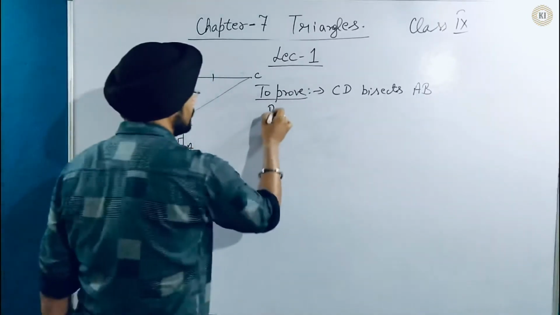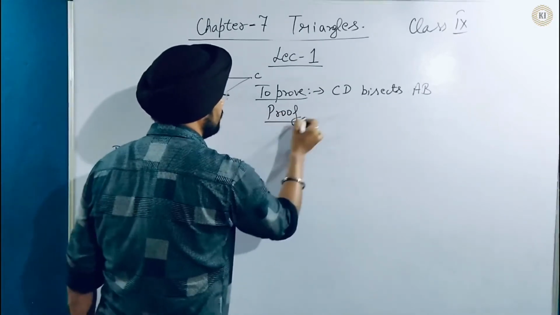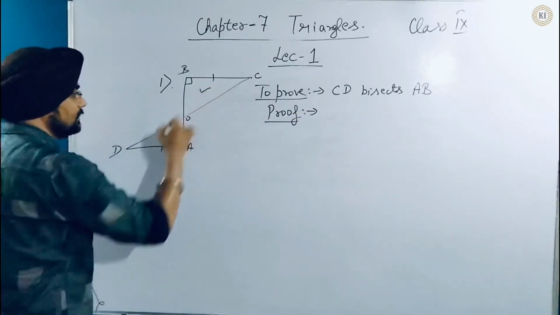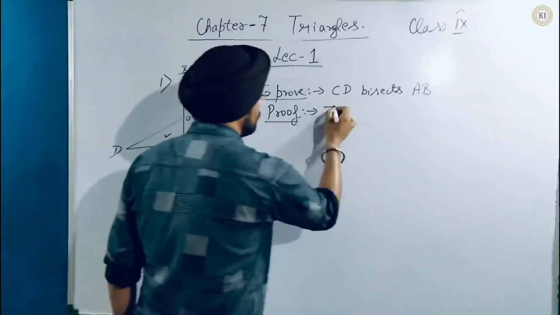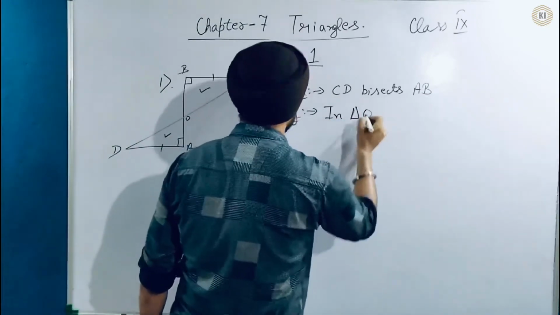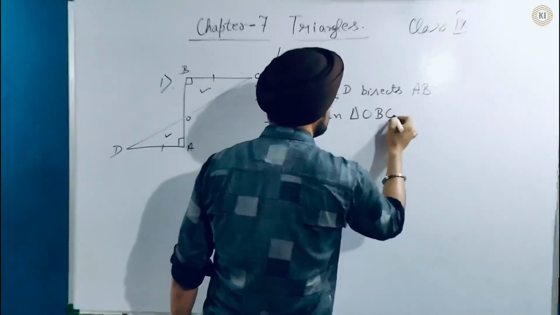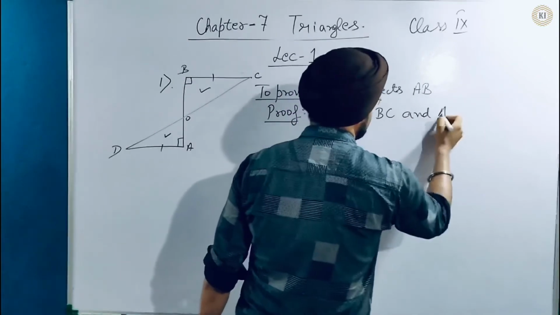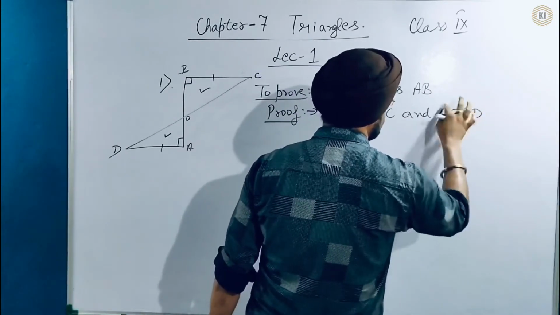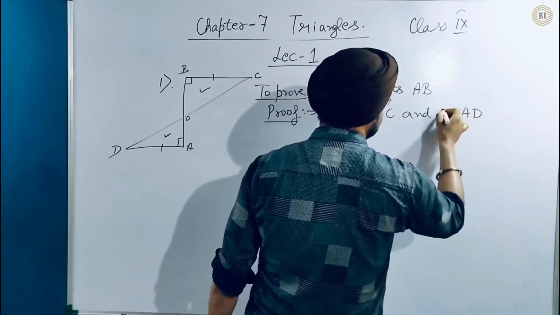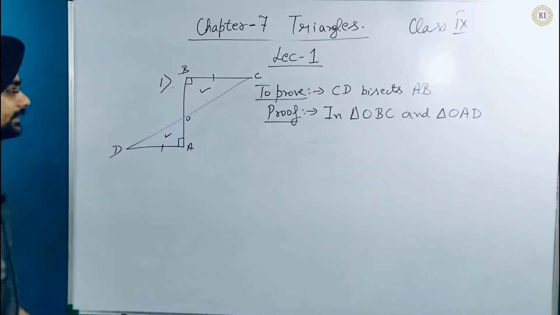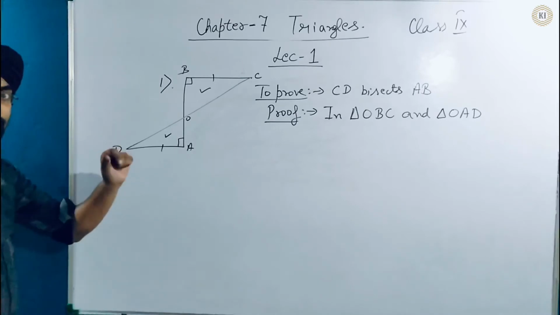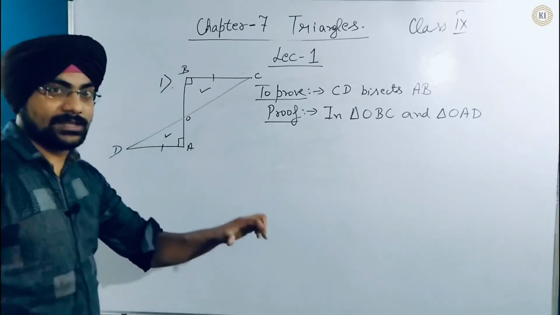So how to start? First of all, we will prove both the triangles equal. We take these two triangles, triangle OBC and triangle OAD. In triangle OBC and triangle OAD, first we will see whatever things are given in the question.